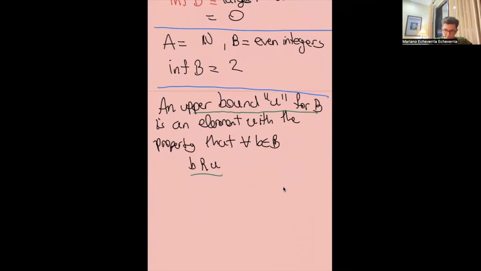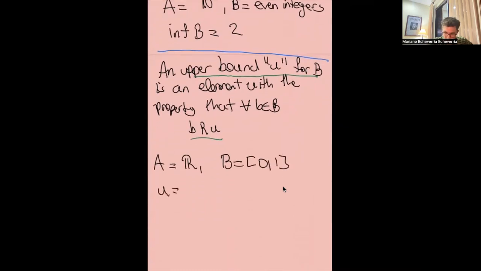Just to continue with our example, if A is the real numbers and B is the interval 0, 1, what is an upper bound here? An upper bound could be 1.1 or 2 or 3 or 10 or square root of 2, etc. An upper bound for this set would be any element that's larger than any element in the interval 0, 1. Is that making sense? Is that okay?